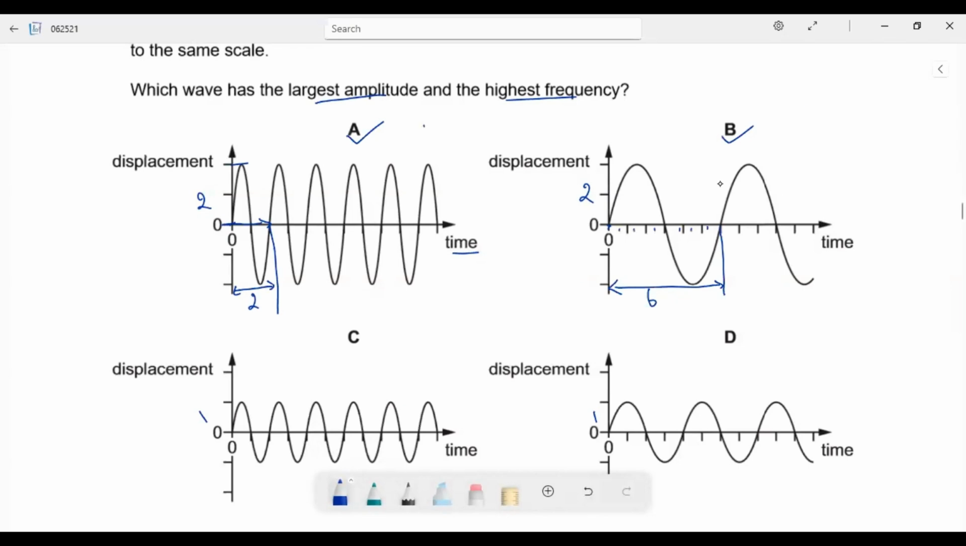We know the relation between time and frequency. That is, time period is directly related to 1 by frequency. That means as time increases, frequency decreases. As time decreases, frequency increases. So we can see here, in this case, the time is less, so frequency is more. So option A is the right answer. Here amplitude is more and frequency is less.